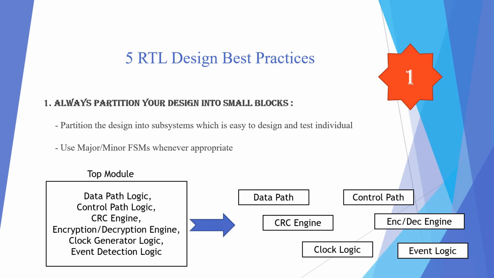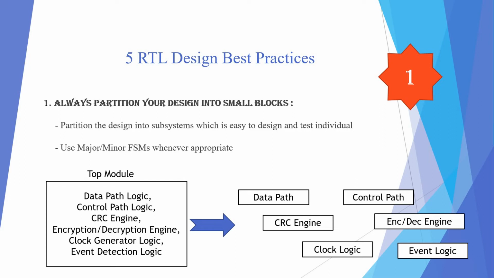So for example, here we have a top module design which contains the data path logic, control path logic, CRC engine, encryption and decryption engine, clock generators and event detection logic. So first, always try to identify the small functionalities which are present in your top level design module, and then you divide all the functionalities into small blocks and then try to implement that.